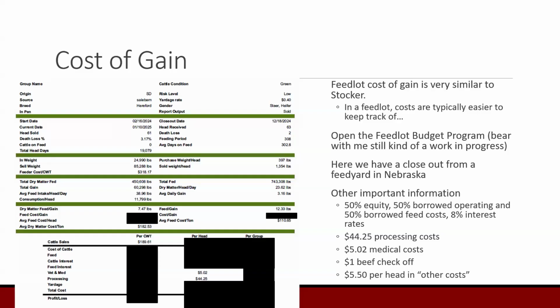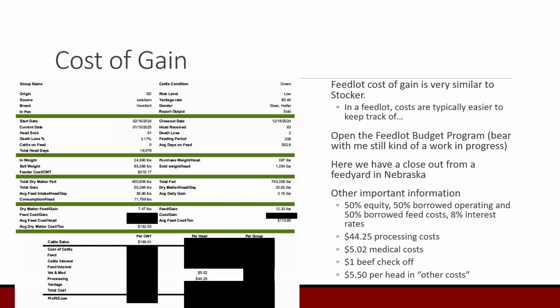Average feed cost per ton, $110 per ton to feed these animals. That's really low. We're in the 200s per ton in the High Plains. So these guys are probably a farmer feeder. Here's some vet med costs, some processing costs, other things that are important.